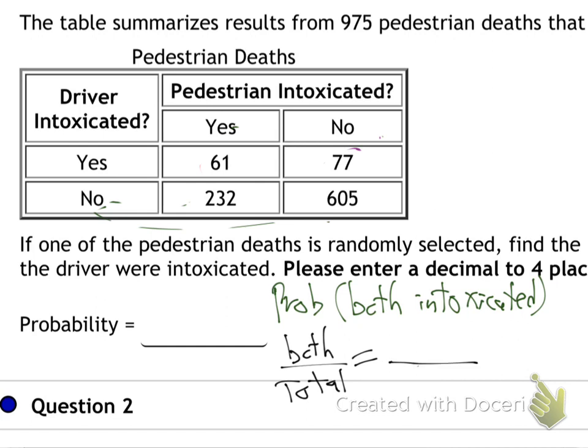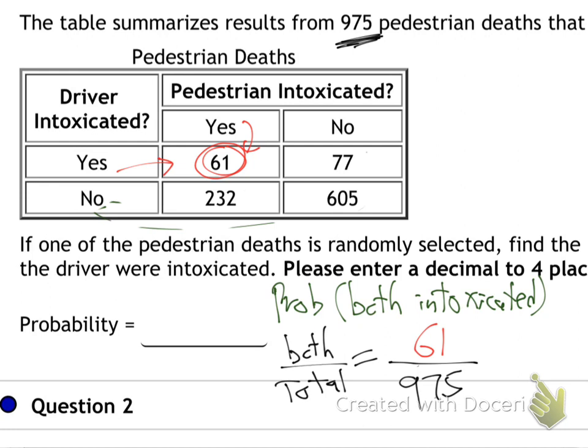So the total, I just add all those up with your calculator. Somebody have that? 975. It's already there. Thanks, you guys are quick. Yeah, 975. So that is the total. Okay, now what's the top? Both. Which group is both? Both intoxicated. What's that going to be? Yeah, that's the 61. That's both the driver and the pedestrian.